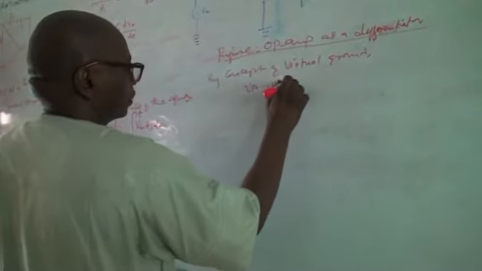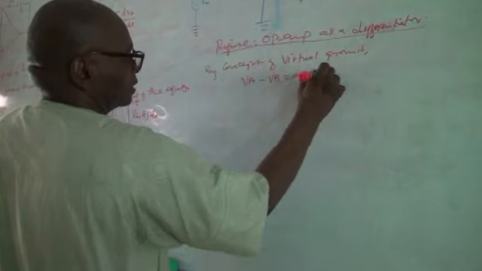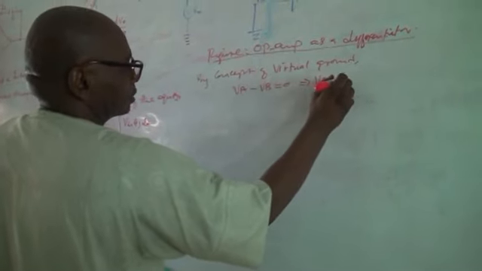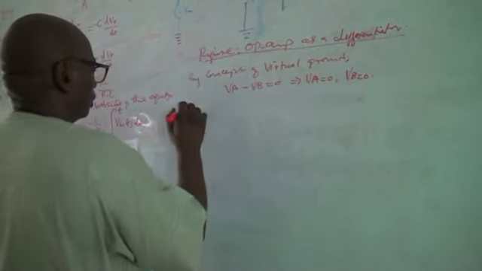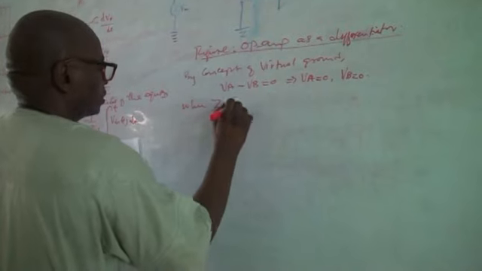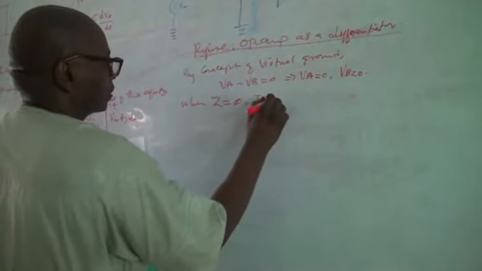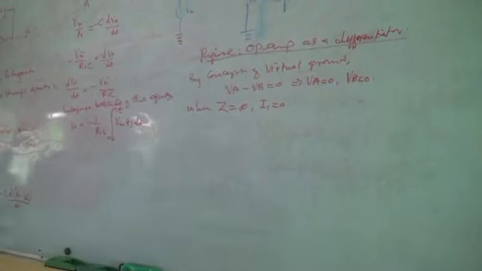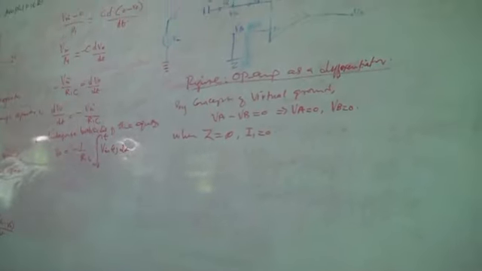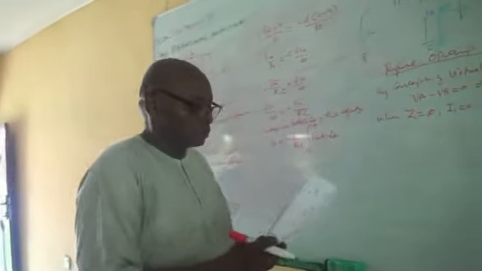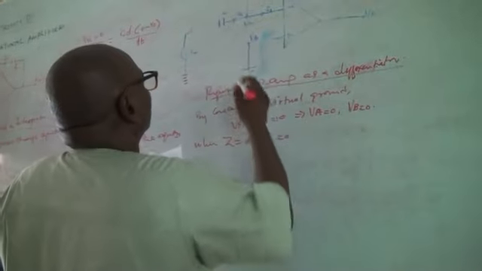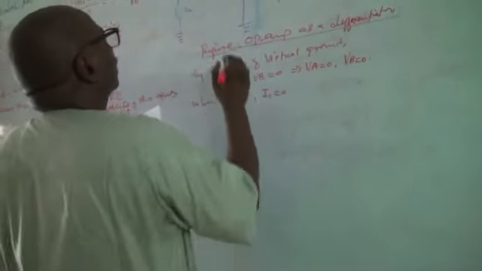VA minus VB equals 0 implies VA equals 0 and VB equals 0. When Z equals infinity, I1 equals 0. When the input impedance tends to infinity, the current at the inverting input of the op amp is equal to 0. I don't need to write it again because we have been discussing it.